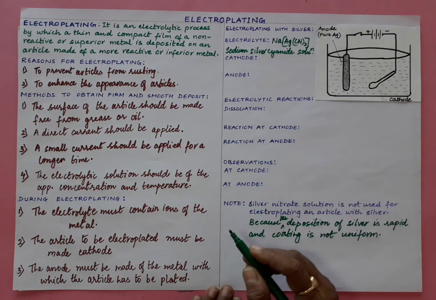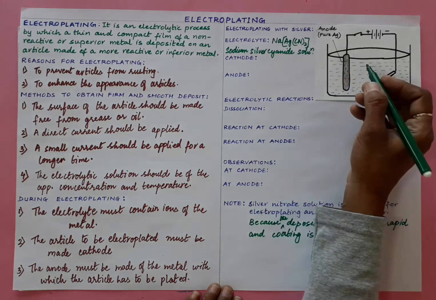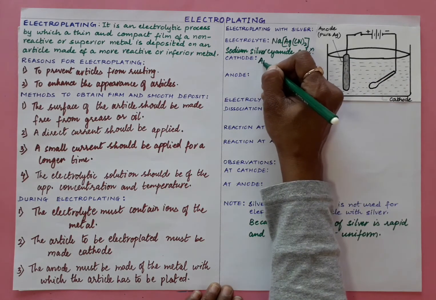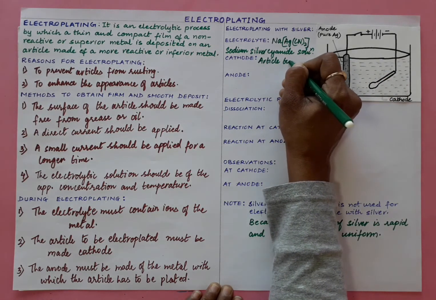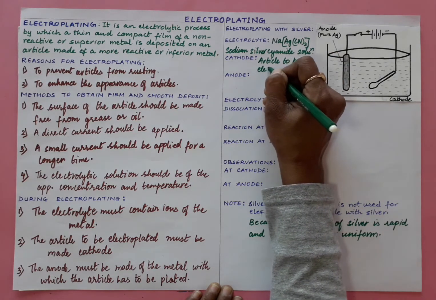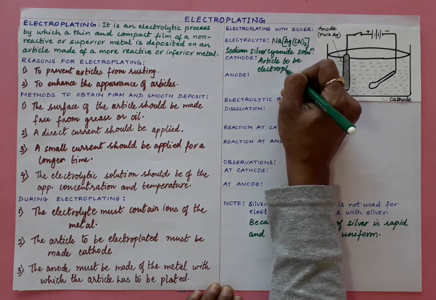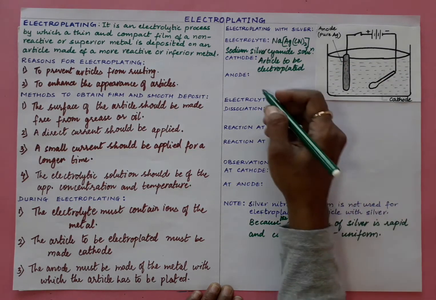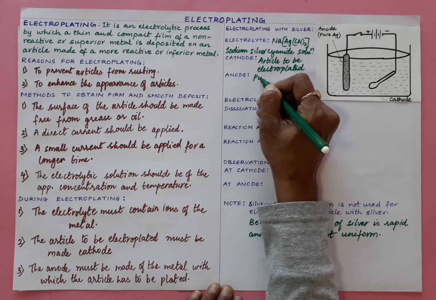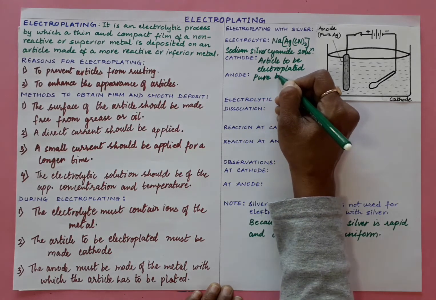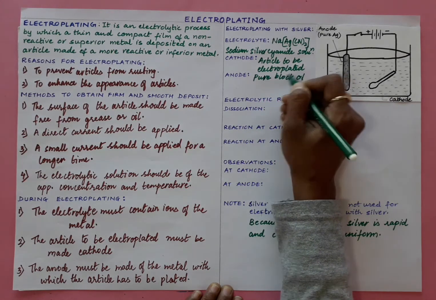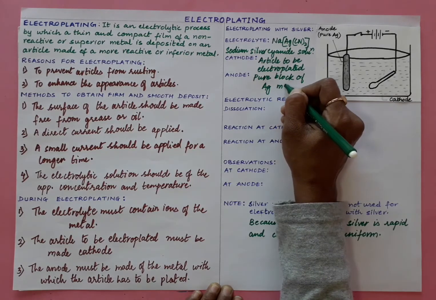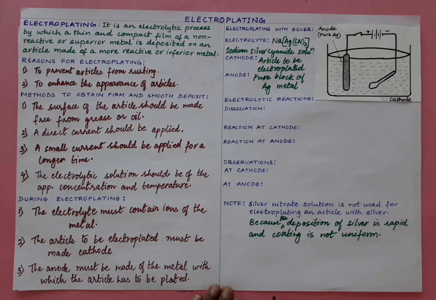Now let us understand what's happening here at cathode and anode. So cathode is the article to be electroplated. So here we have the spoon over here which we want to do electroplating on. And what is the anode made up of? Anode is a pure block of silver metal, right? So the continuous supply of silver ions we get from this pure block.